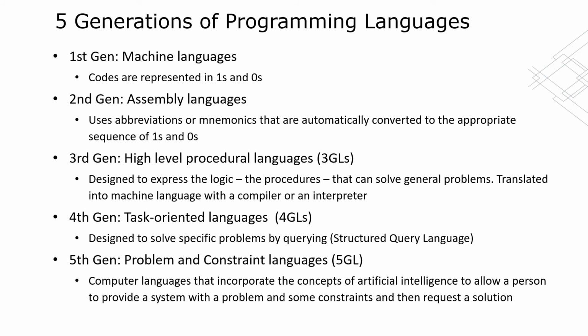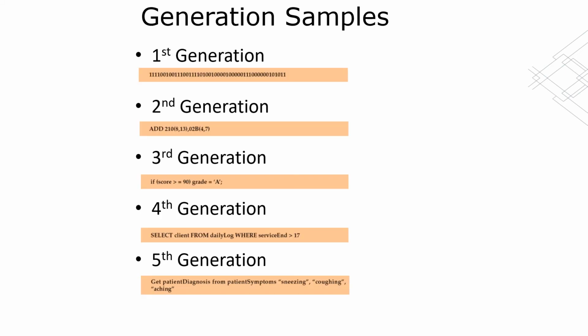Let us see some example of this different generation of language. You can see from here in first generation language, all the code are written in 1 and 0. Second generation using mnemonic or abbreviation such as add rather than spelling add into 1 and 0. Third generation language is more user-friendly. It's based on the logic, such as this one. If score is greater than or equal than 90, then the grade will be A.